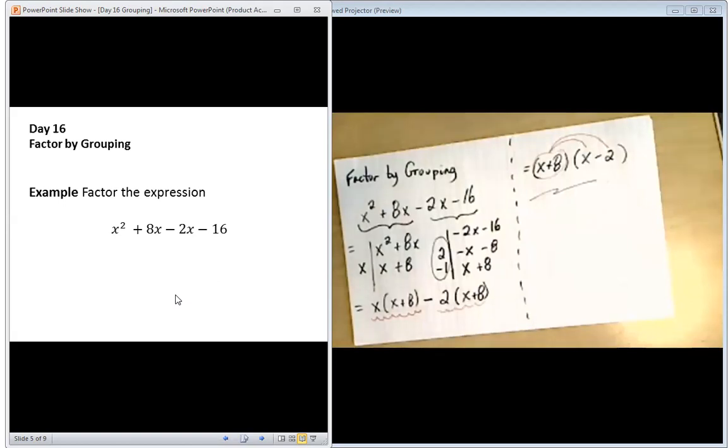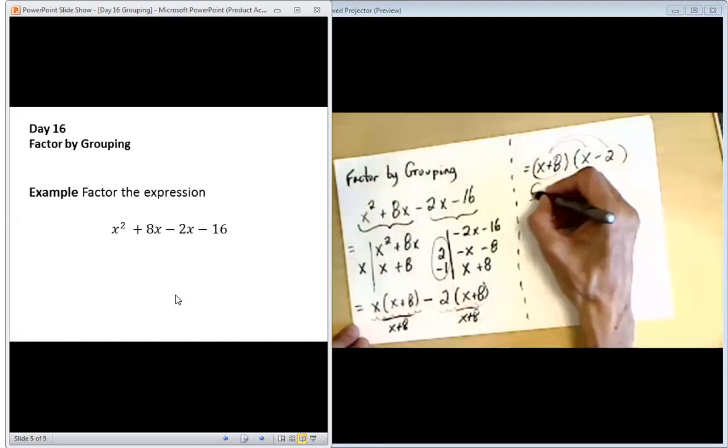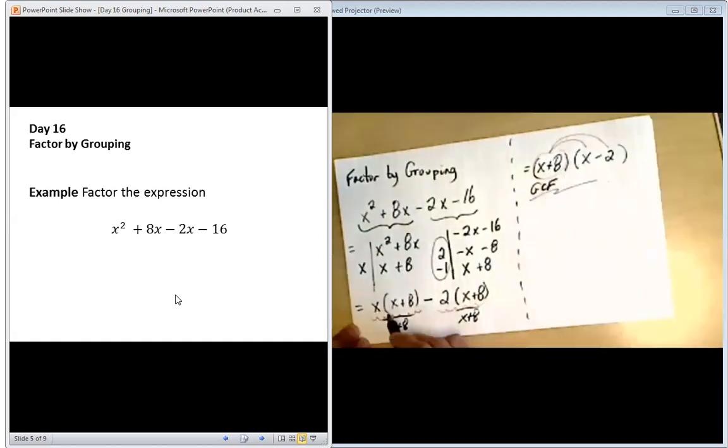But I can't understand why minus 2 goes to the bracket. Officially what happens is when you pull out a common factor, you divide, right? So we can do that here. If we say a GCF is x plus 8, we divide it here. Divide it there. So the GCF goes out in front. We divide it out. What are we left with? X. We divide it here. What are we left with? -2.